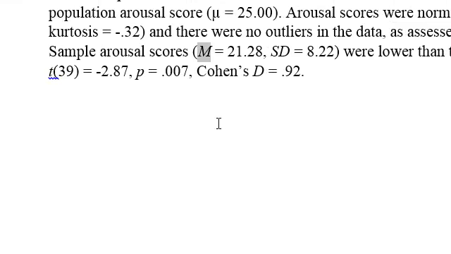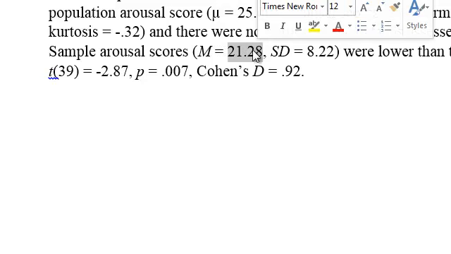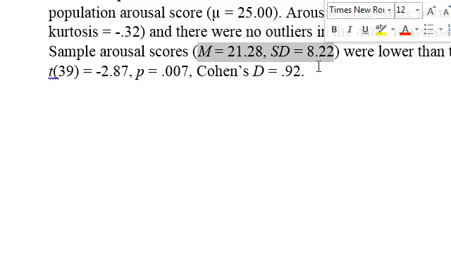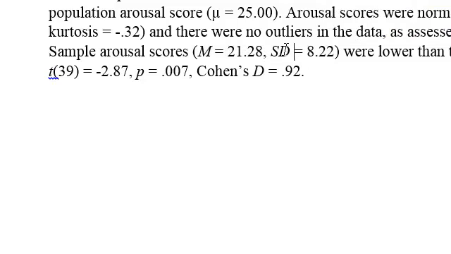Next you report the results from your t-test. So sample arousal scores, parentheses, mean equals, to 2 decimal places, standard deviation to 2 decimal places. Notice our statistical symbols, our M, our SD, our t down here, our p, our d here are all italicized. Also notice it is M space equals space, then your statistic, comma, space. So pay close attention to these spacings.